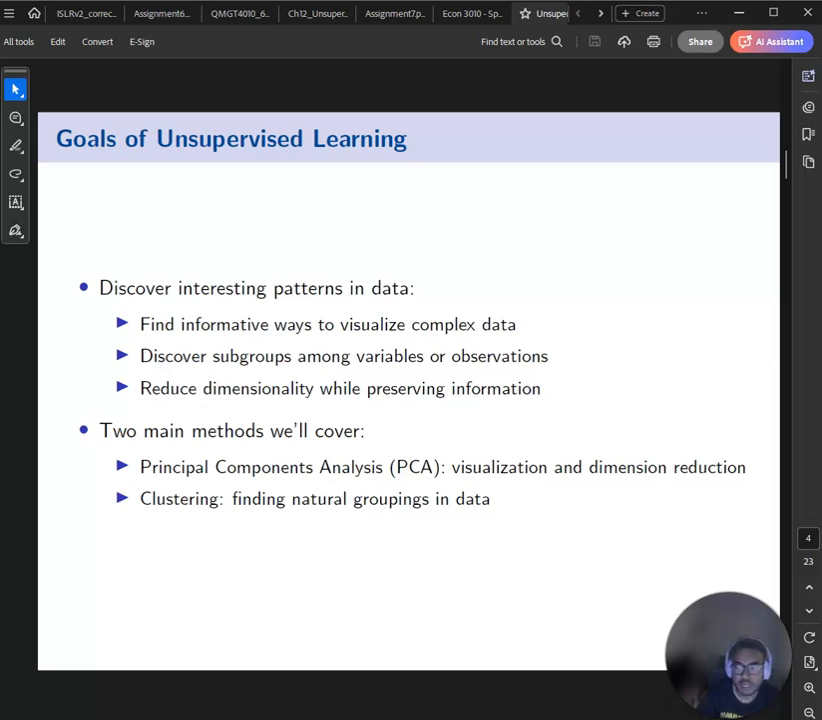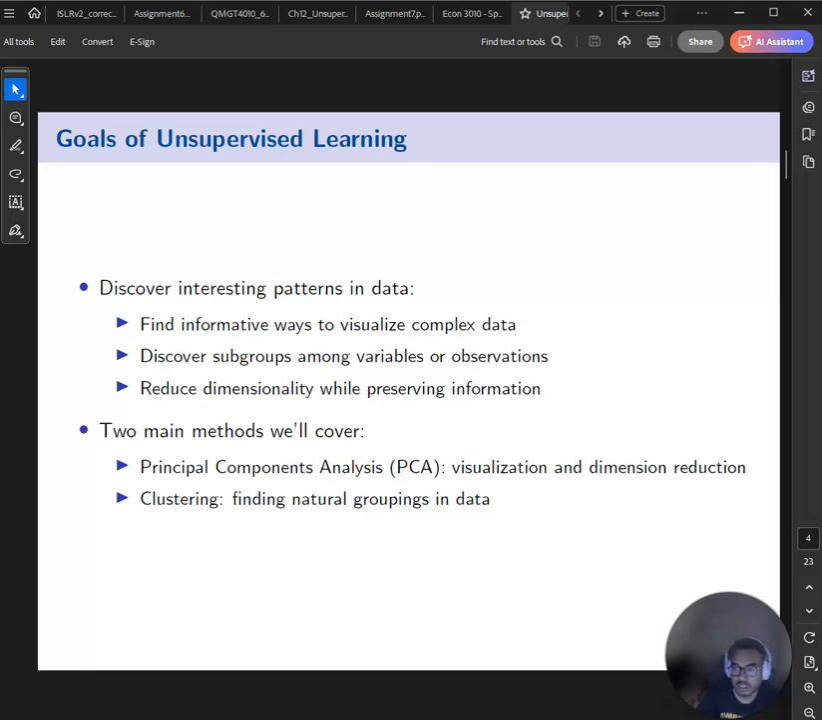So, what are we trying to accomplish with unsupervised learning? Broadly speaking, we want to discover interesting patterns in our data that might not be apparent at first glance. Our common goal is to find informative ways to visualize complex data. And when we are dealing with data sets that have many dimensions or variables, it becomes impossible to visualize them directly. Unsupervised learning can help us reduce this complexity while preserving the important information.